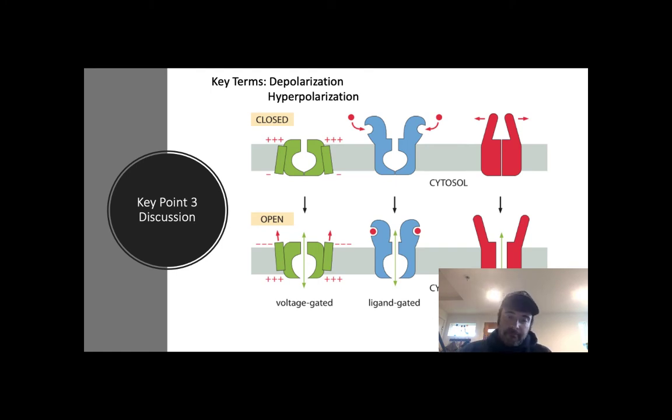So another discussion we're going to have is, and this is getting into our final set of key points, so this is key point 3. We've talked about primary active transport. We've focused on the sodium potassium pump. We've talked about the generation of the electrochemical gradient.